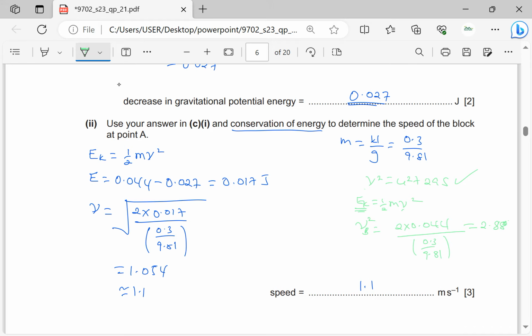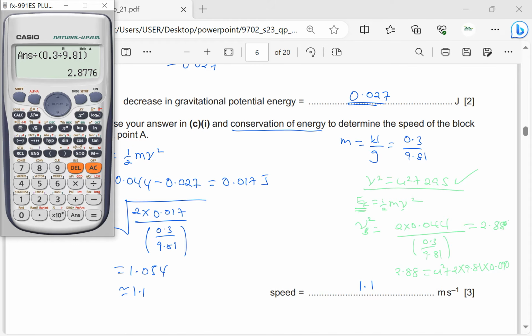So I'm now going to substitute in this equation here. I now know the velocity at B, which is the final velocity. So I will say 2.88, which is v squared, is equal to u squared, which I want to find, plus, because it was falling, the acceleration is positive, 2 times acceleration, which is 9.81, times s. Of course, it has fallen through a vertical distance. I'm considering vertical motion. It has fallen through a vertical distance of 0.090 from the diagram.